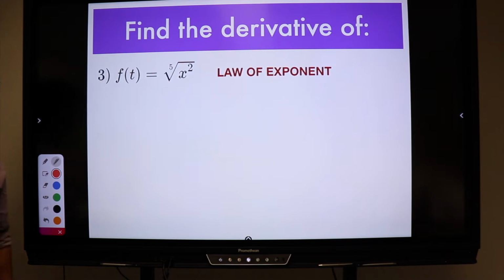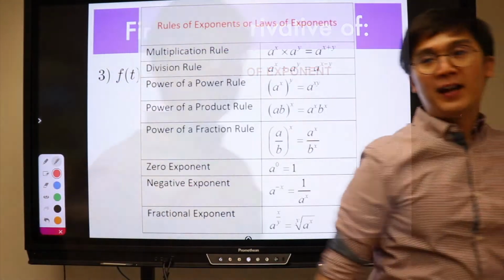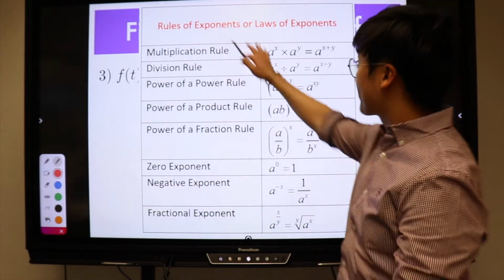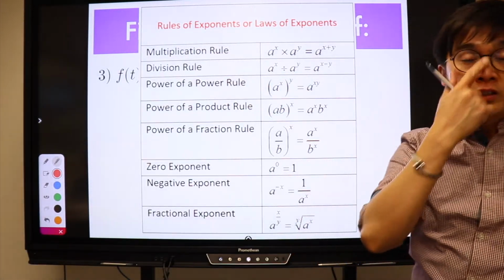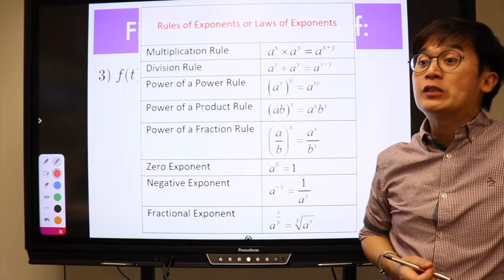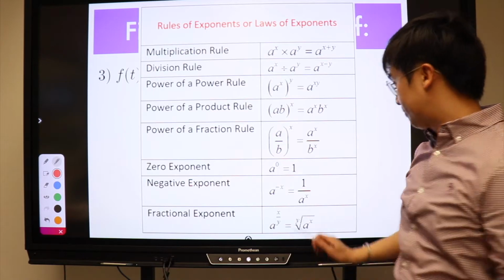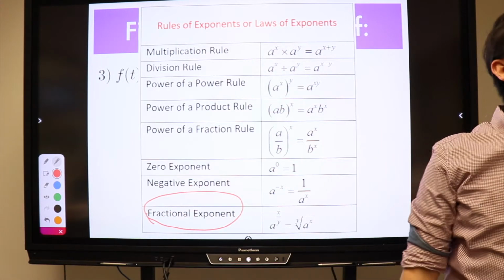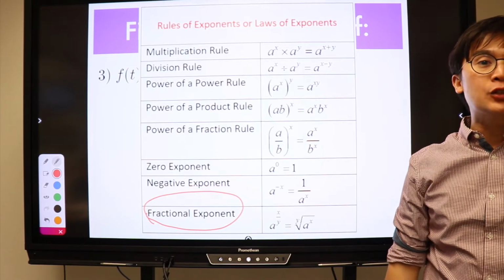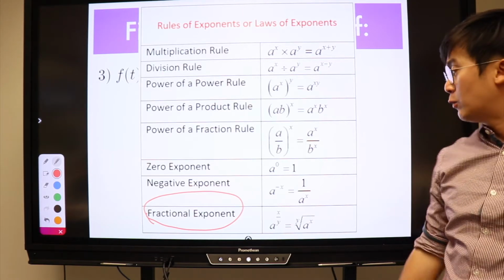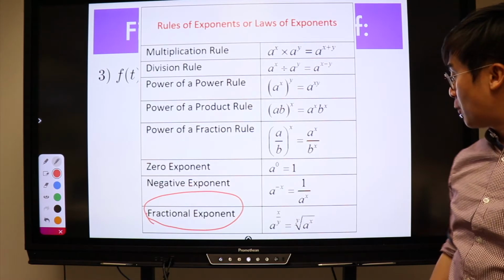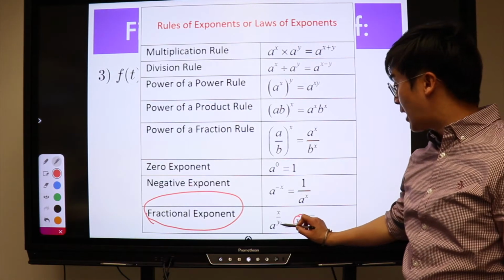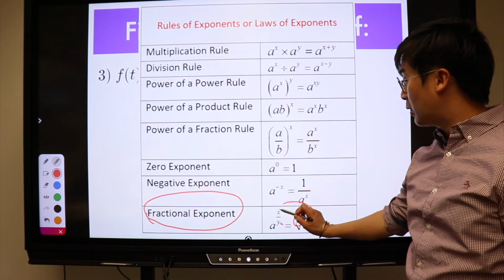2 over 5. It looks like this. Alright, this is the law of exponent. These are the rules on exponential functions that you need to remember. Specifically, fractional exponent. You need to convert all your radicals into a fractional exponent. And this is the rule for your fractional exponent. Your root will be your denominator and your exponent will be your numerator.